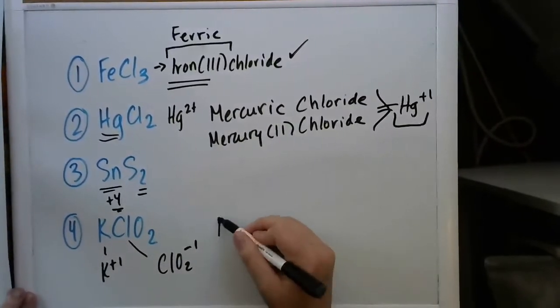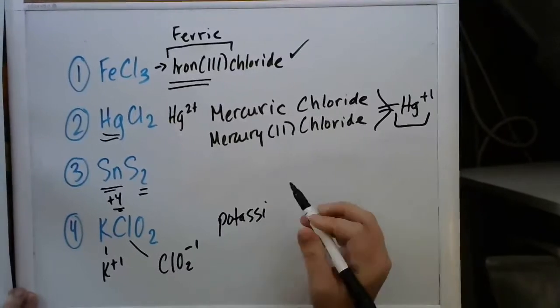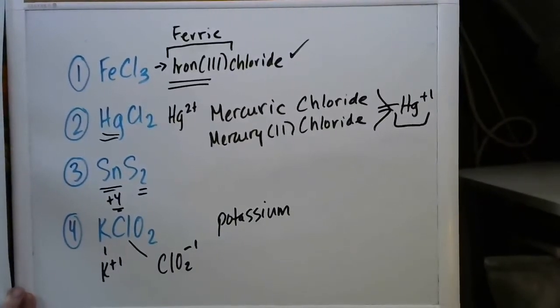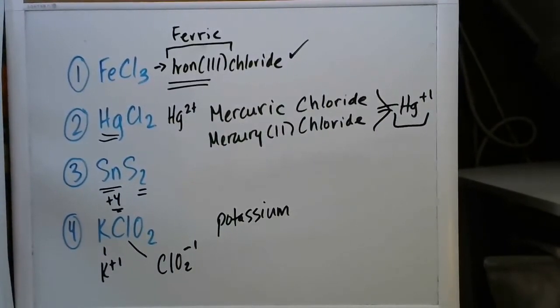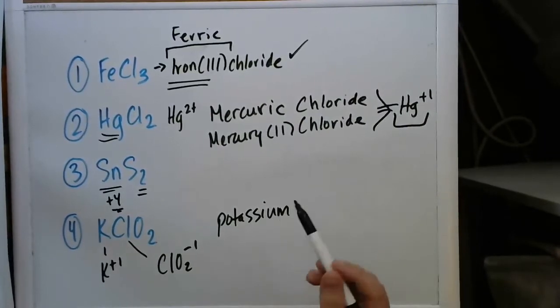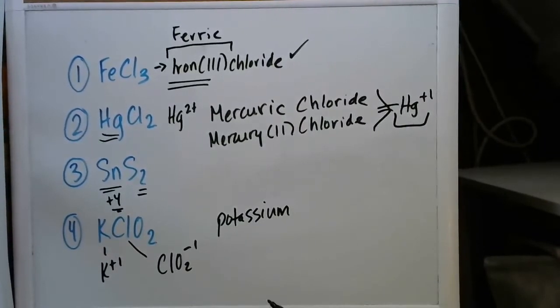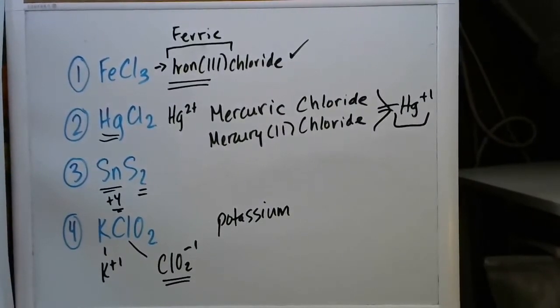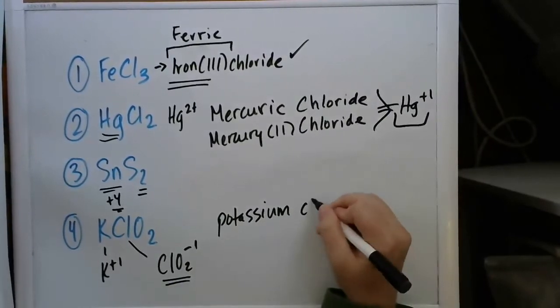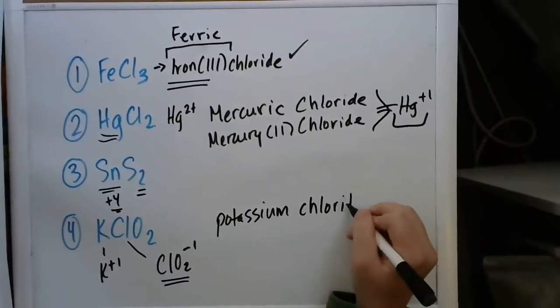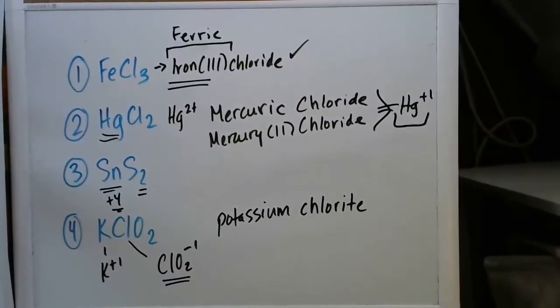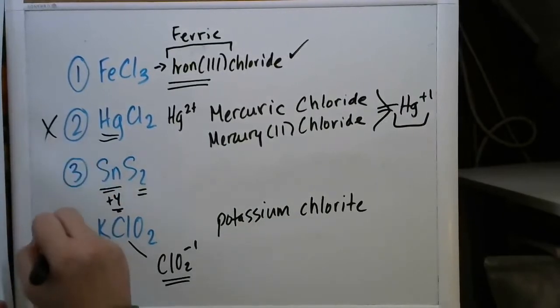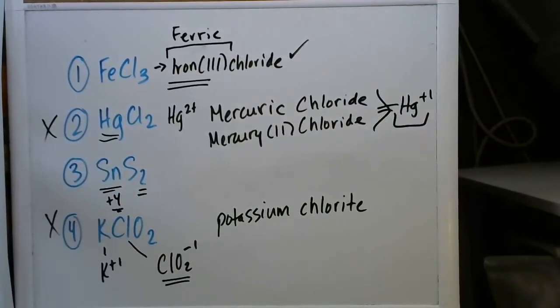So this is potassium, that's just potassium. You don't have to indicate anything special about it. It's always a +1 charge. So we don't even have to worry about putting the charge inside of a parentheses. We do have to be able to name this polyatomic ion, however. ClO2 -1 is the chlorite ion. So this would be potassium chlorite. So that is where your incorrect names come. Choice 2 is wrong and choice 4 is wrong. And that's why.